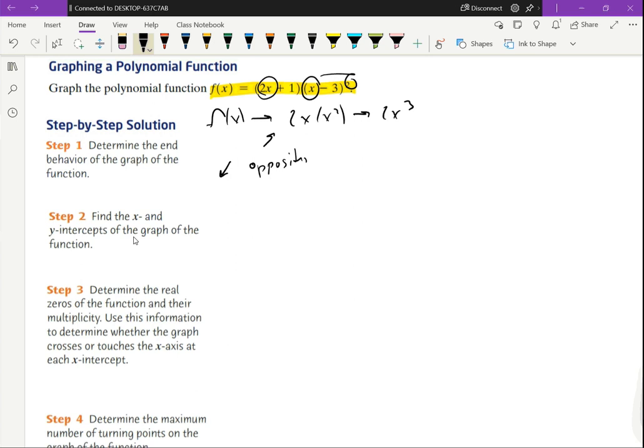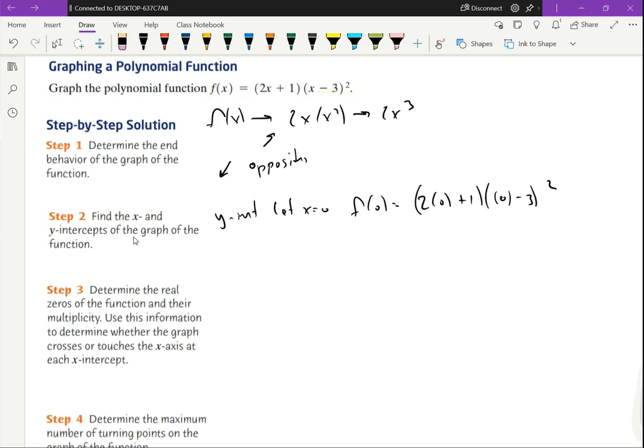Step 2, find the x and y intercepts of the graph of the function. To find the y-intercept, we let x be 0. So really what we want is f of 0. So we've got 2 times 0 plus 1 multiplied by 0 minus 3, that quantity squared. That's going to give us 0 plus 1, which is 1, and negative 3 squared is going to be positive 9. So my y-intercept is going to be 9.